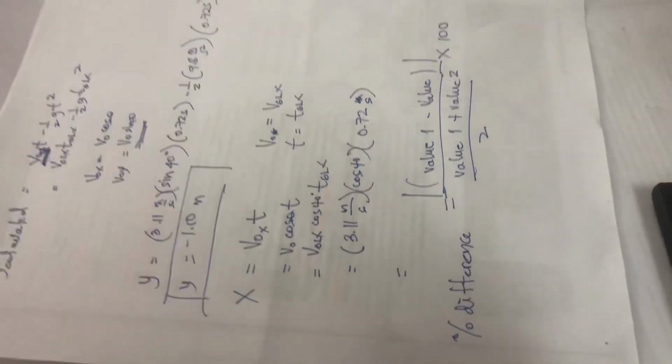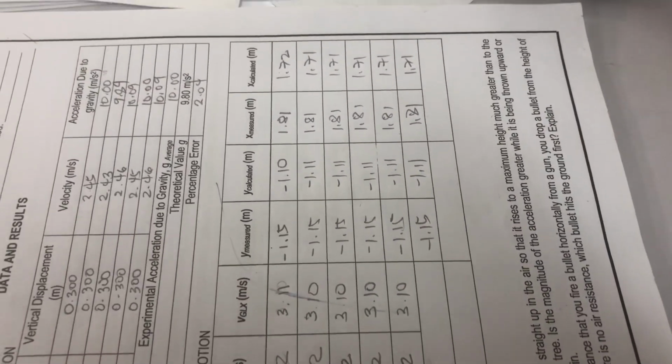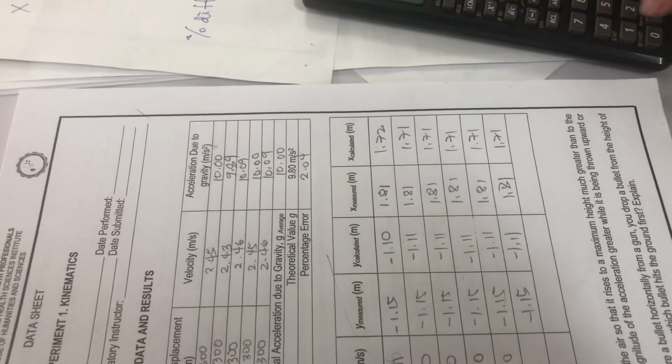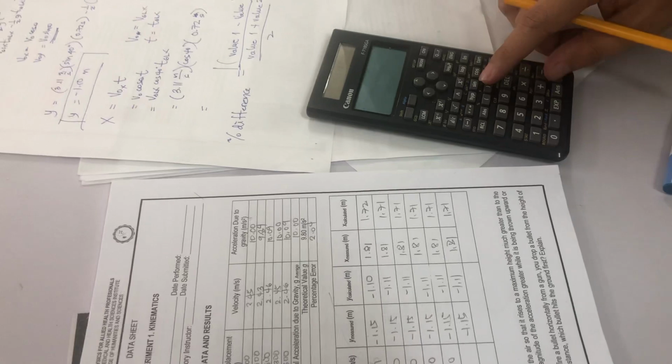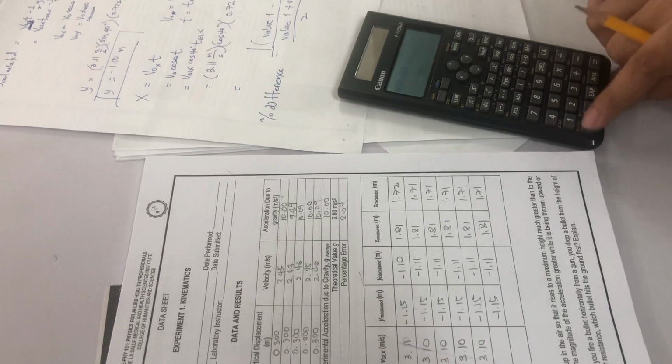Okay, let's compute for the percent difference. Let's use this formula again. So value 1 minus value 2, we have these two values. The first value is 1.15. 1.15 minus 1.11, all over the average of the two values, 1.15 plus 1.11 divided by 2. So the answer is 0.353 multiplied by 100. So the percent difference is 3.54.